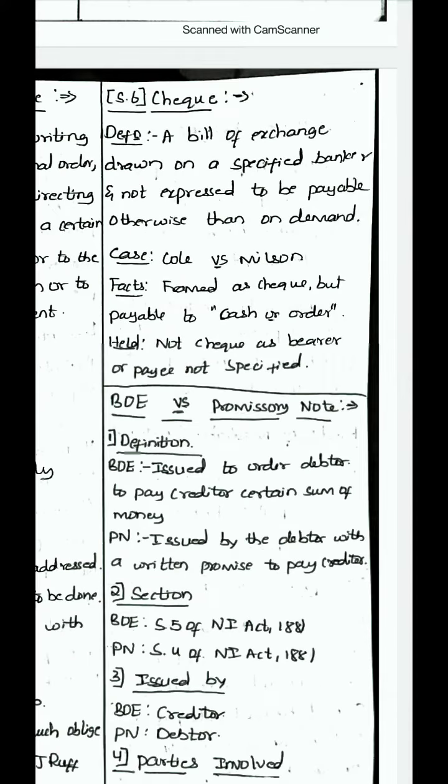Case Cole versus Milson. In this case, the cheque was framed as per all the regulations. Everything was written properly, but it was written as payable to cash or order. So the person to whom it is paid was not specified properly. Hence it was held that it is not a cheque. The person to whom it is paid should be specified properly. The bearer or the payee should be specified properly.